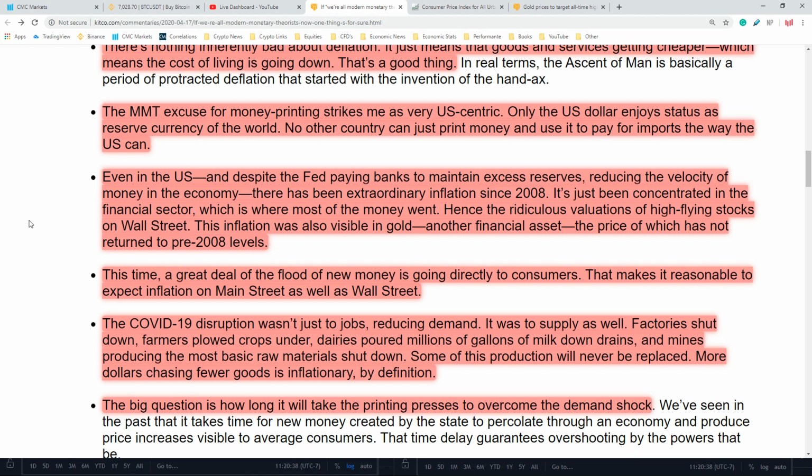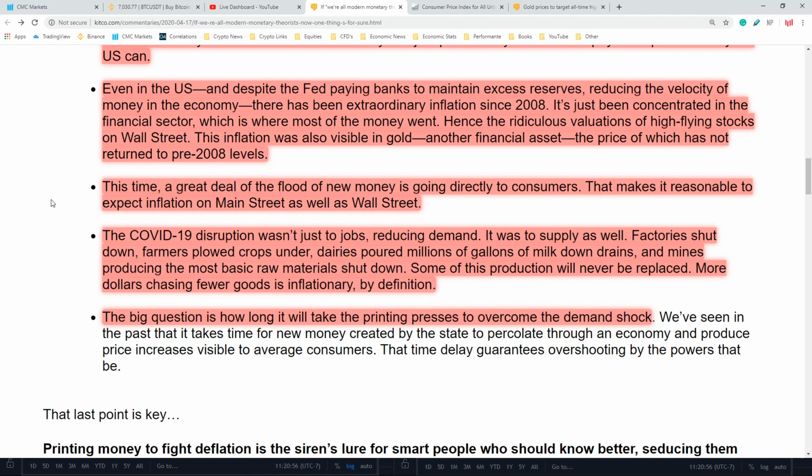Real estate and equities saw huge overvaluations, huge inflationary pushes in value, but we didn't really see any of that inflation in everyday goods and services because the money didn't actually end up hitting the everyday citizens in the United States. But this time, it's different. A great deal of flood of new money is going directly to consumers. That makes it reasonable to expect inflation on Main Street as well as Wall Street.